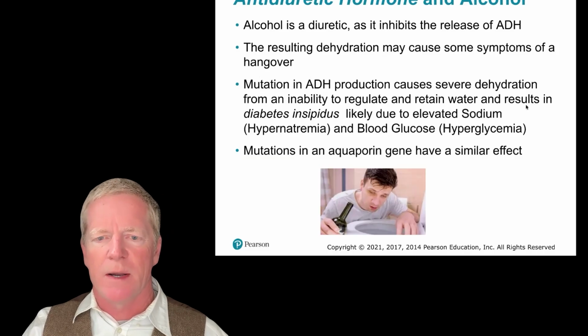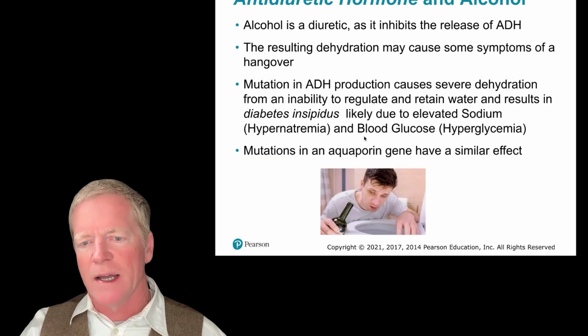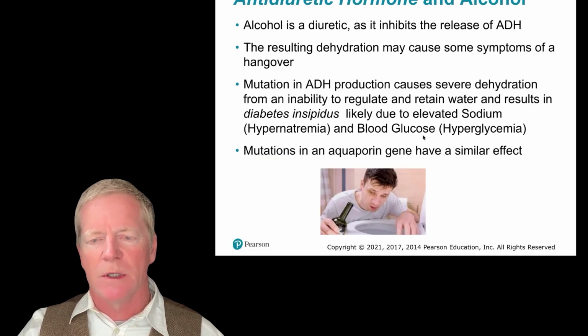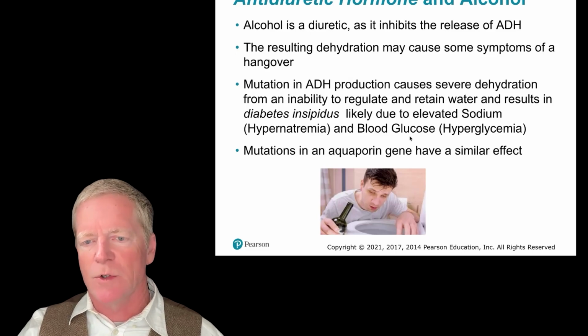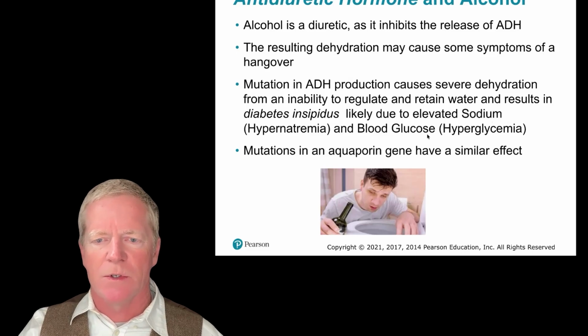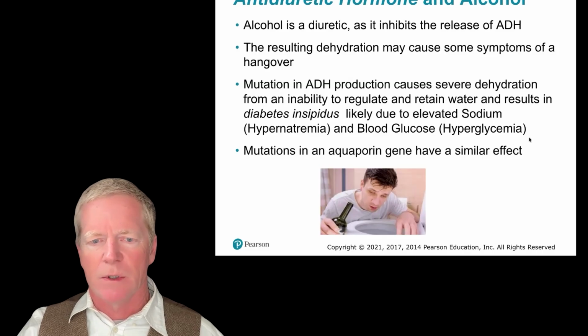This very rapidly results in diabetes due to the elevated sodium concentrations, hypernatremia, and along with high sodium concentrations are high glucose concentrations. So sodium and glucose reabsorption is regulated on a co-transporter. So if there's high sodium concentrations, there's going to be high glucose concentrations as well in your blood, and that causes this hyperglycemia.